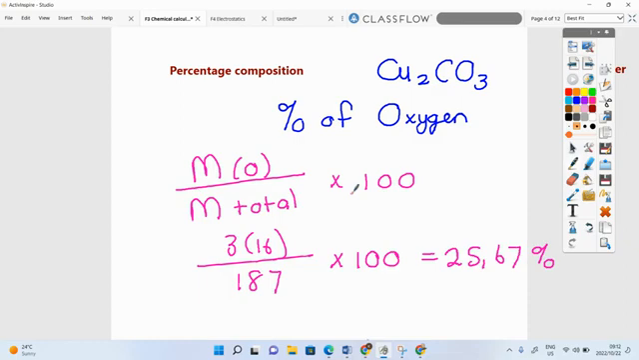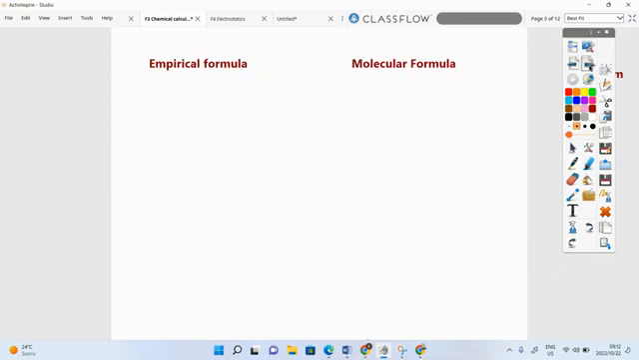Everyone happy with this still? Was this easy? Okay. The next thing we did was empirical formula, and then once you have the empirical formula, you must be able to go over to molecular formula.